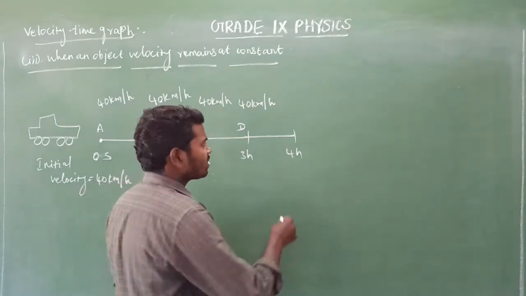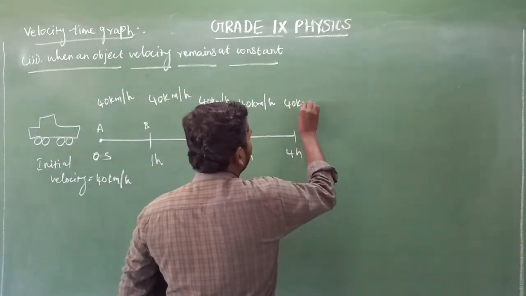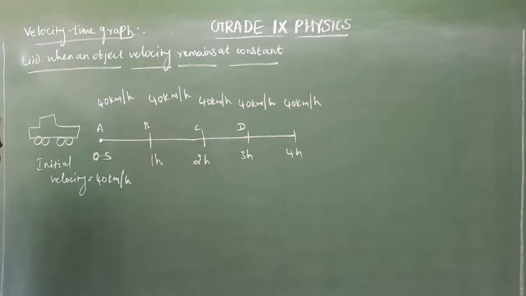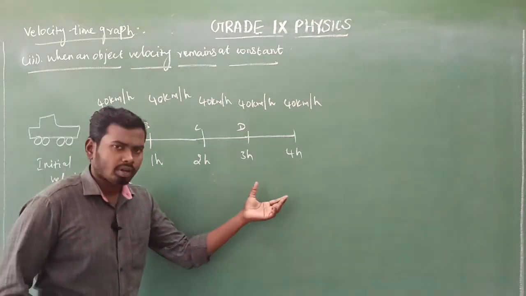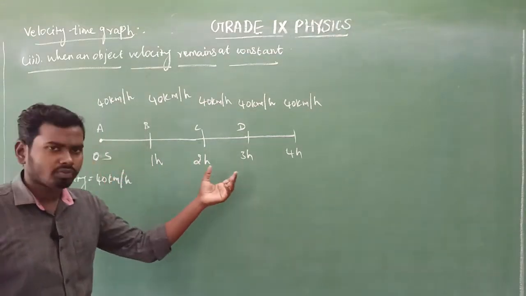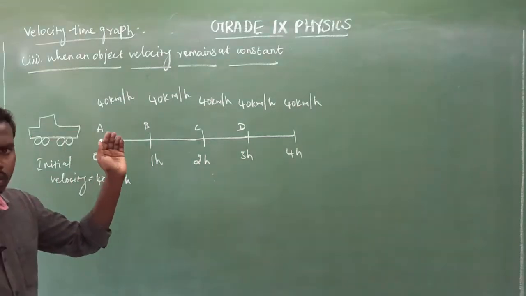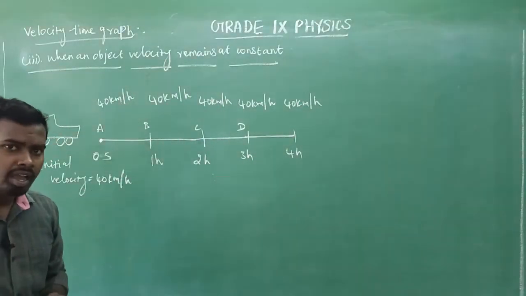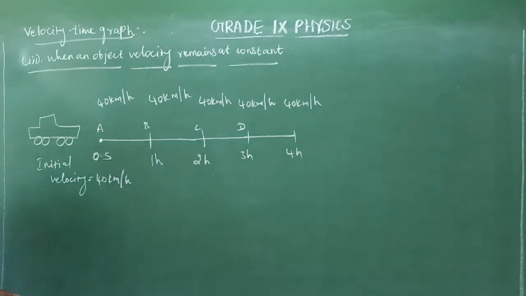Again the car velocity remains the same, that is 40 kilometers per hour. Is it clear? Yes, look here. In equal intervals of time, the car velocity remains the same. Is it clear? Am I right or wrong? Yes, obviously right.